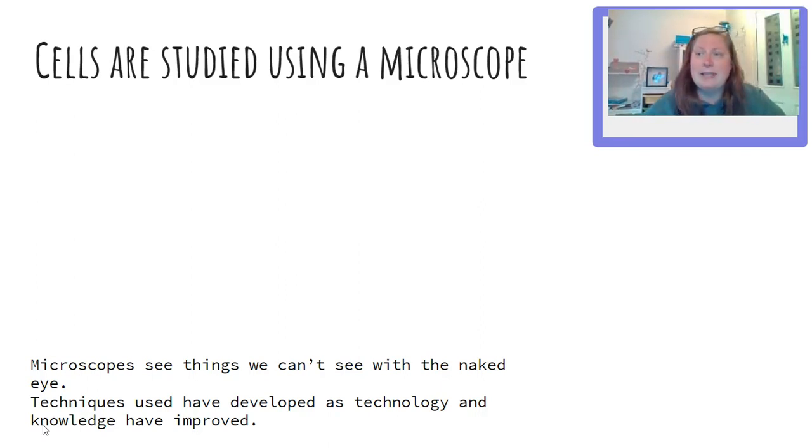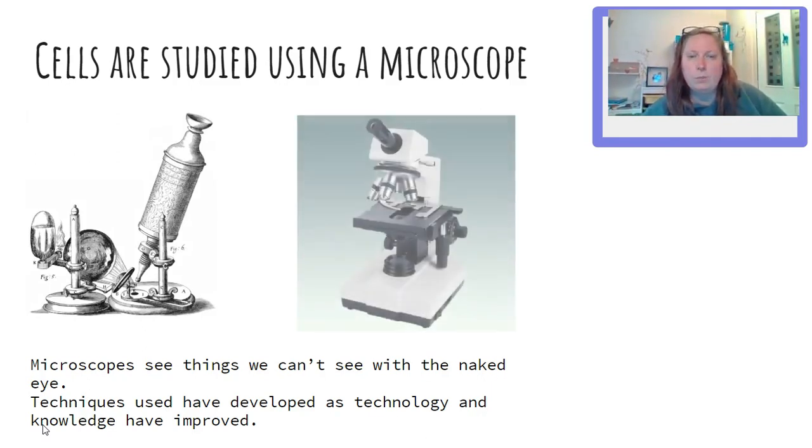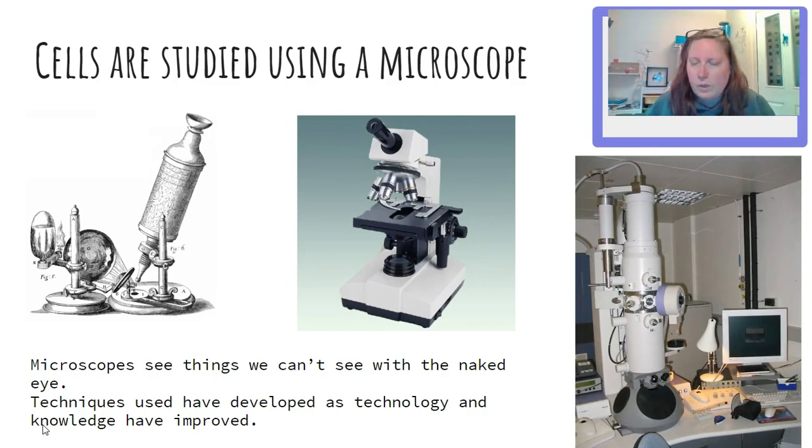The microscopy techniques that we have developed over the years change as technology improves and as our knowledge has improved. So the very first microscope was a bit more like a telescope, really. It was just a tube with 2 lenses in. Then this is the kind that we use in school. You should recognize this as a light microscope, all the way up to what's called an electron microscope. And these are like the really high-tech ones, which get really, really good images.